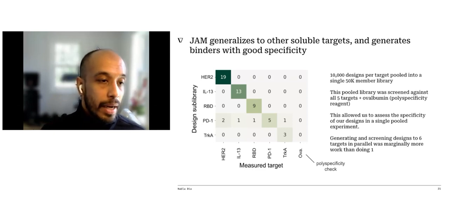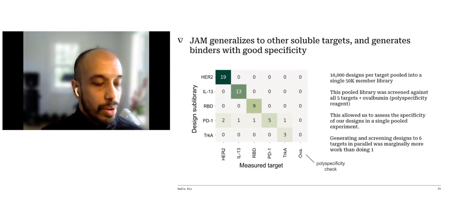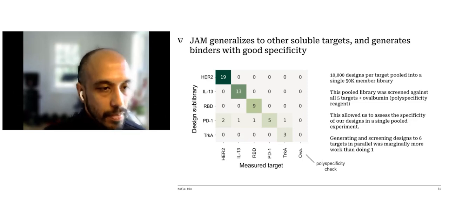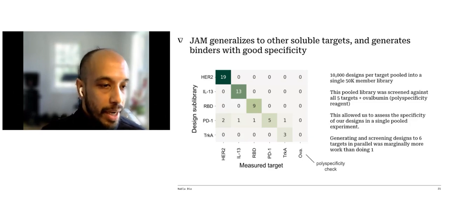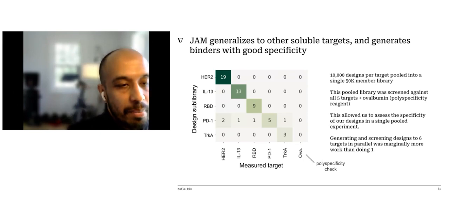To walk you through this, if we look at designs targeting the extracellular domains of HER2, we had in total 21 designs that bound HER2, and 19 of those designs came from the actual HER2 set of designs. 2 of those designs came from designs we had actually made against PD-1. Similarly, for IL-13, we had 14 binders to that target overall. 13 of those came from the library that we made that were actually targeting IL-13.